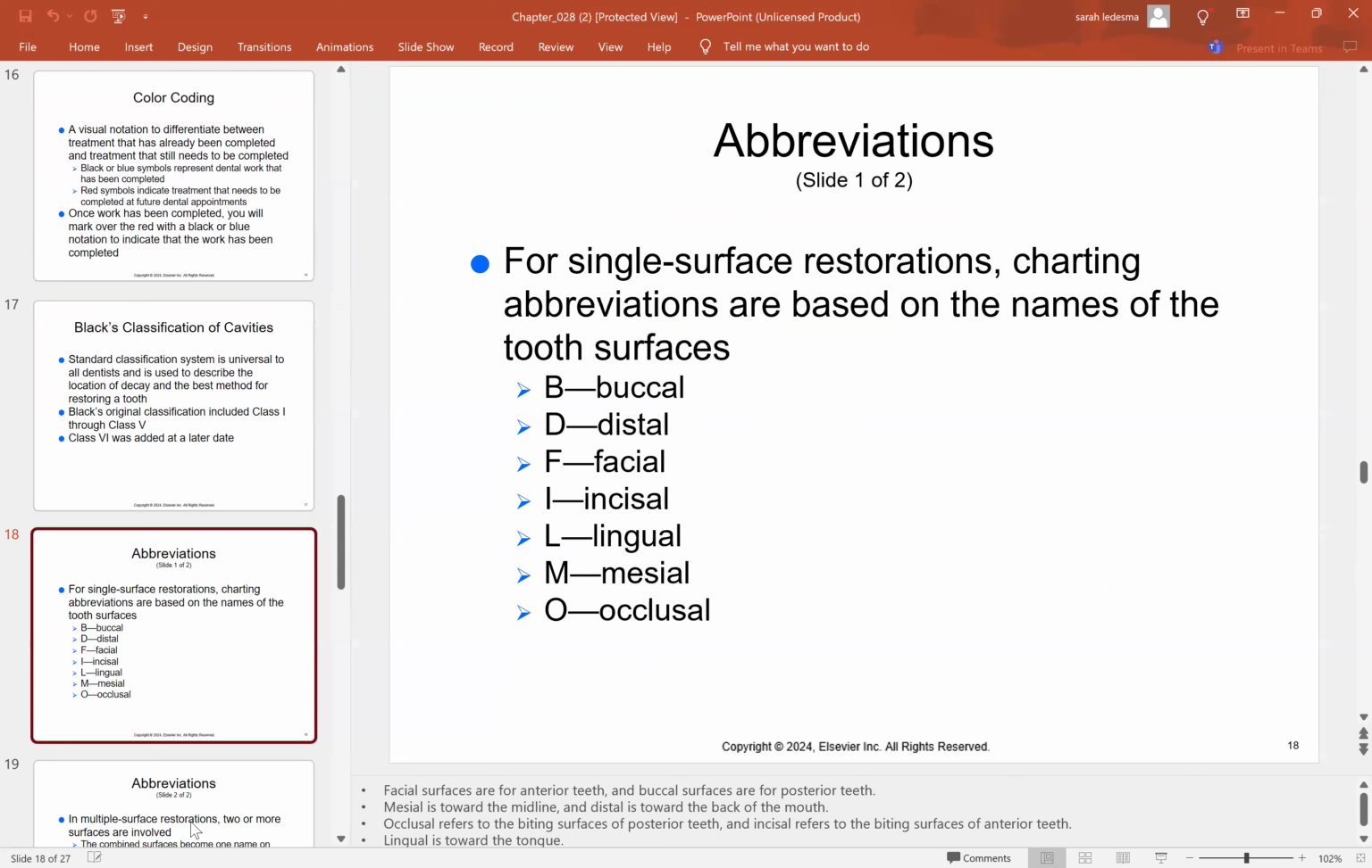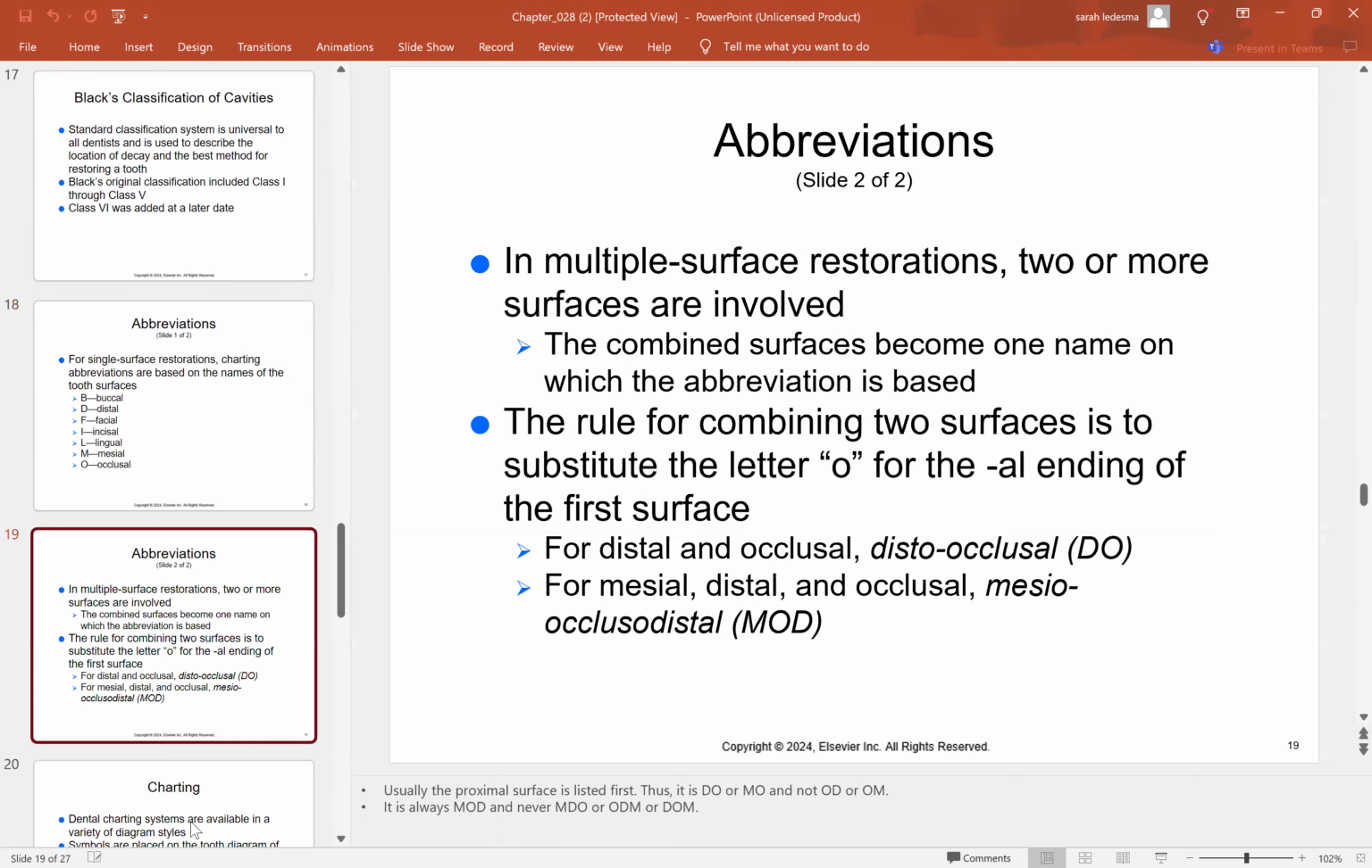Abbreviations for single surface restorations. Charting abbreviations are based on the name of the tooth surfaces. In multiple surface restorations, two or more surfaces are involved. The combination of surfaces becomes one name on which the abbreviation is based.